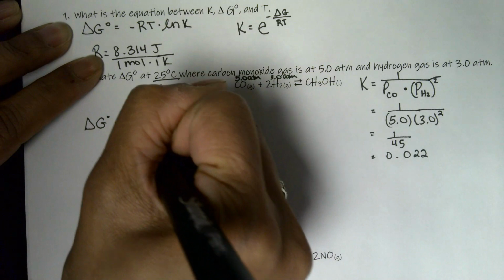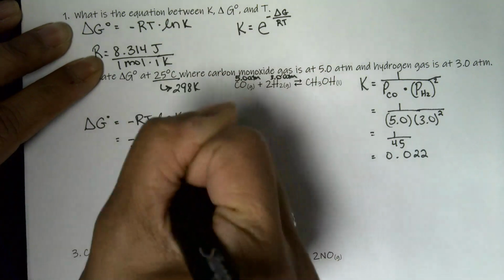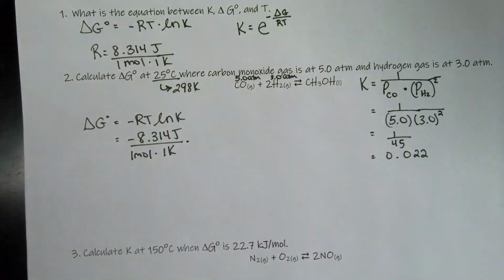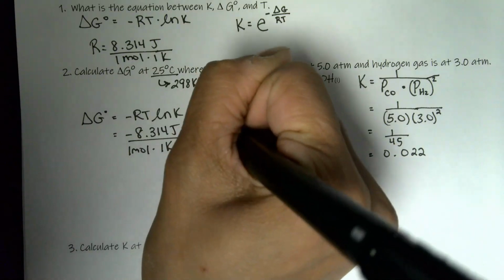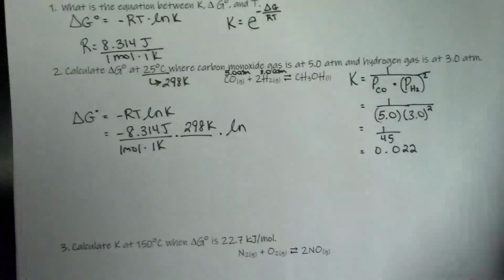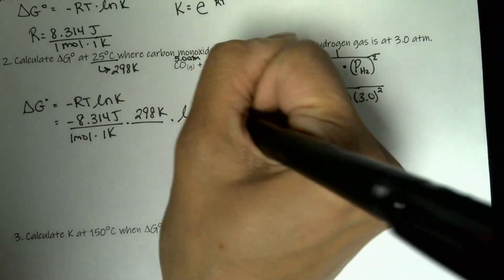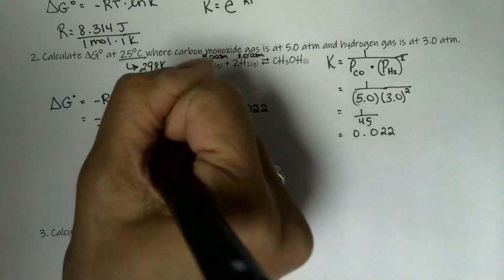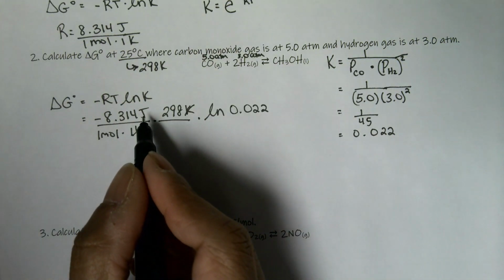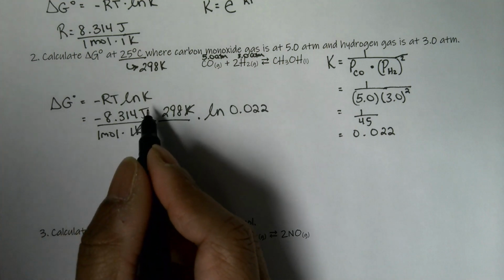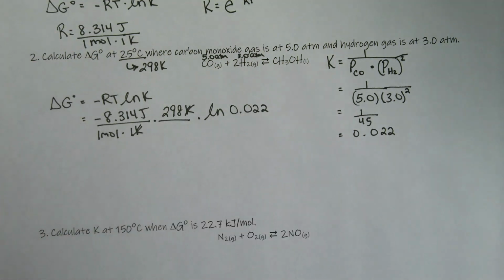So the R is 8.314 joules over 1 mole times 1 Kelvin, times my temperature, which is 298 Kelvin, times the natural log of K, so the natural log of 0.022. I can cancel out K. I'm then left with joules over moles, and I think I'm good to go with those units. So let me throw this into my calculator.